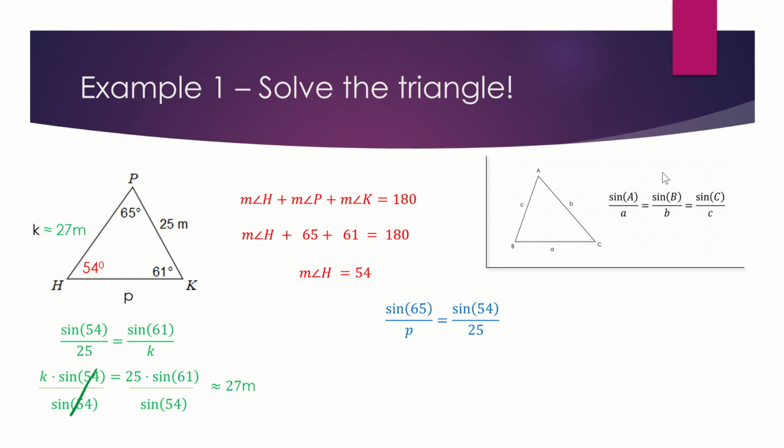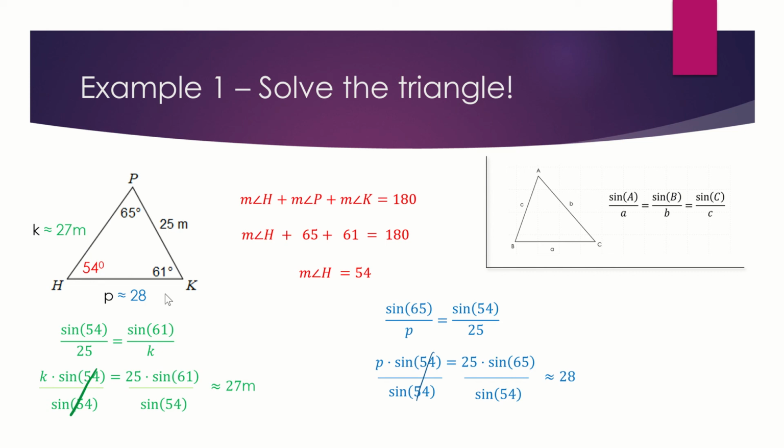Once again, we cross multiply. We divide both sides by the sine of 54 to get this expression right here. Cross out the sine of 54, and this is what P is equal to. So 25 times the sine of 65 divided by the sine of 64. We can punch that into the calculator and get that it's approximately equal to 28 meters. So let's go ahead and put that right in here for segment P.